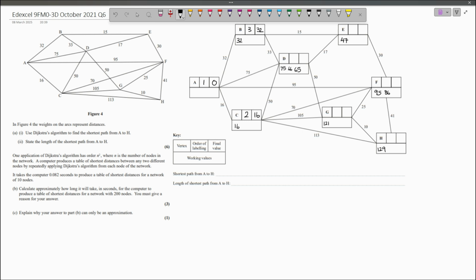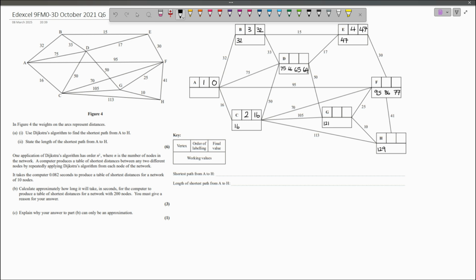I'm now going to visit the vertex with the smallest working value that hasn't yet been visited. That's going to be E. We're visiting E fourth with final value 47. And I'm going to update the working values connected to E. 47 plus 17 gives 64 for D. And 47 plus 30 gives 77 for F.